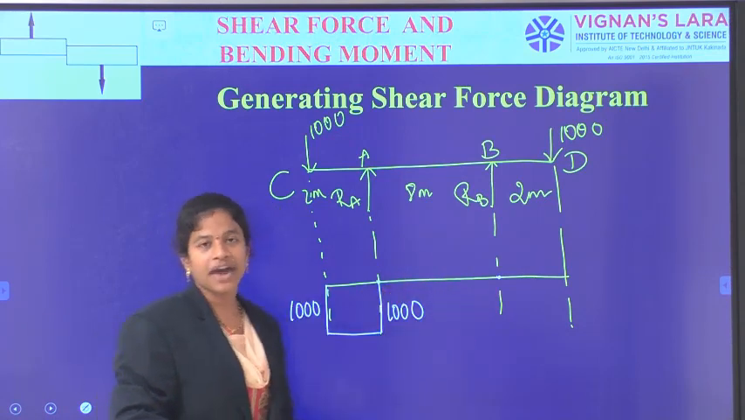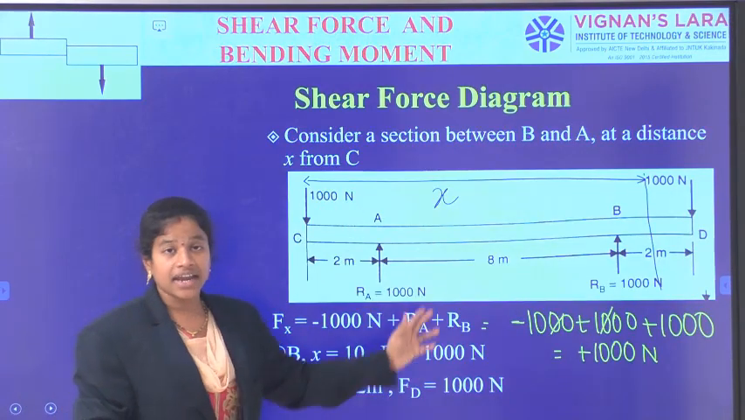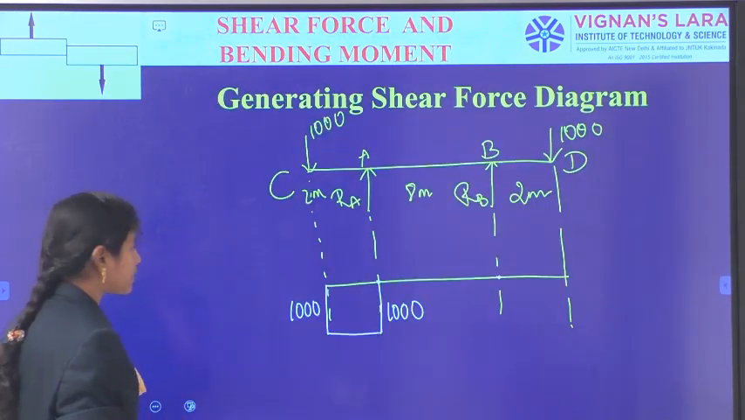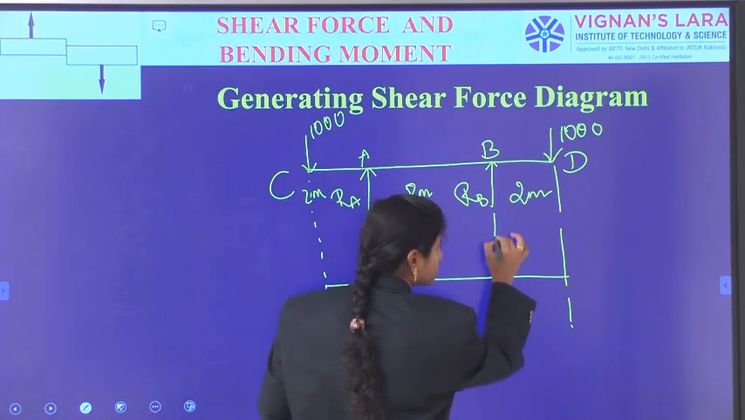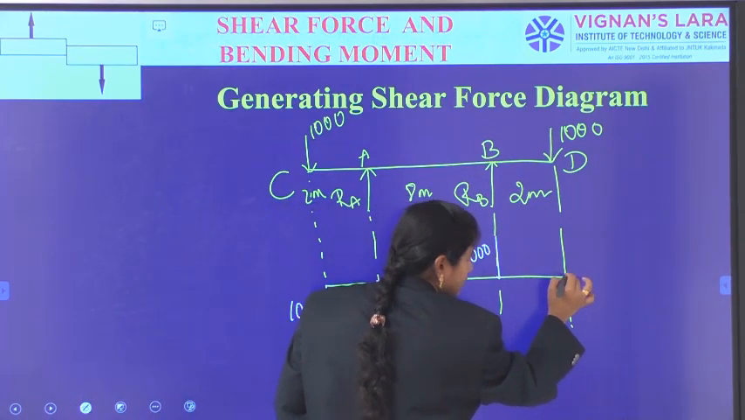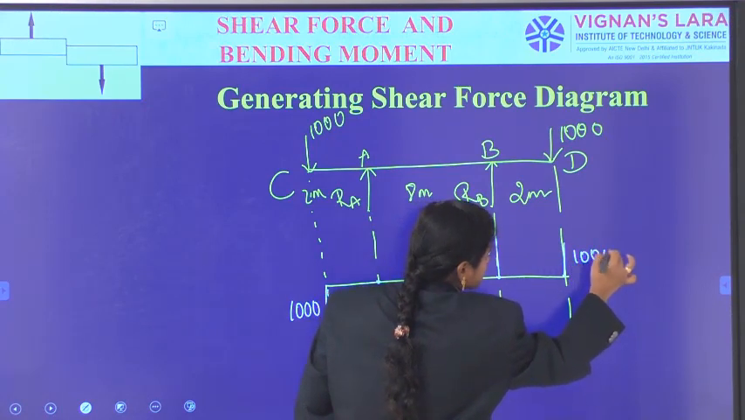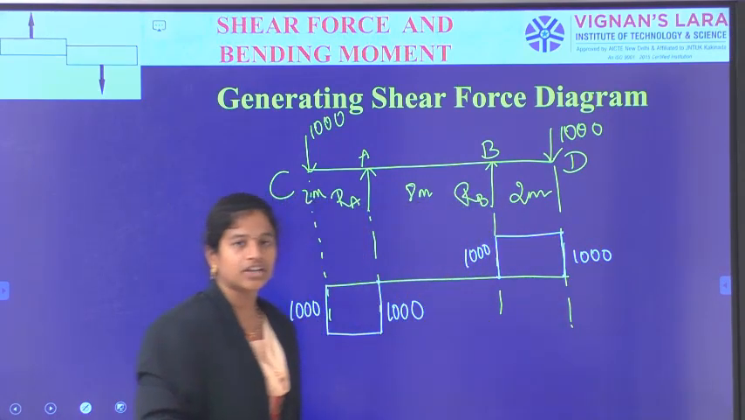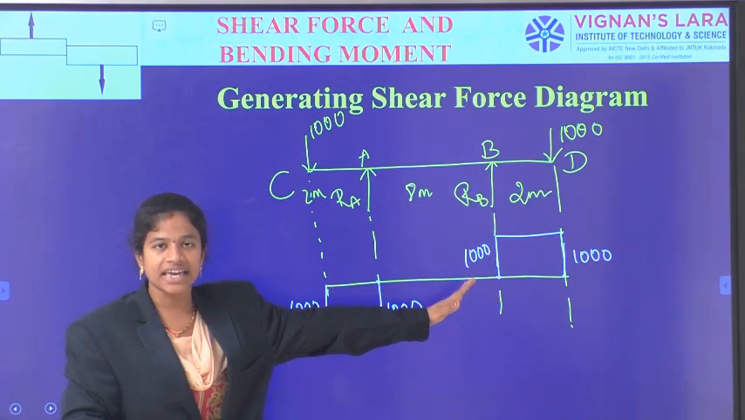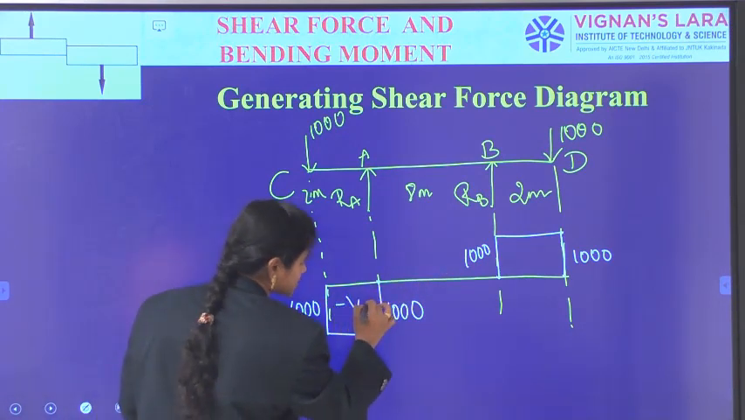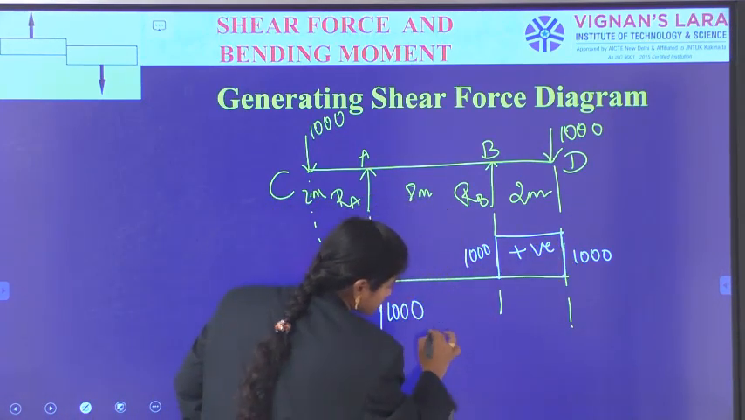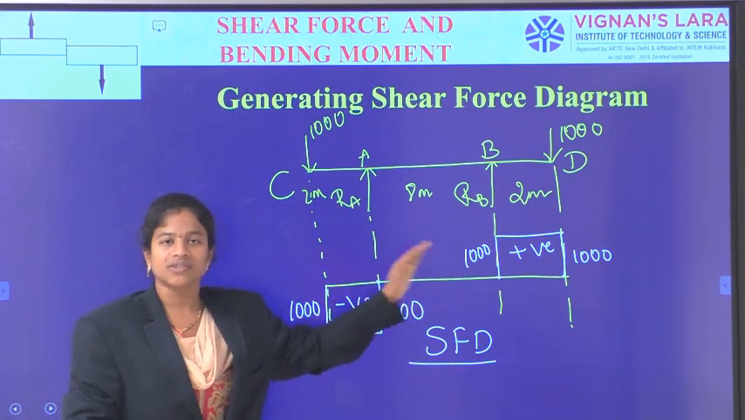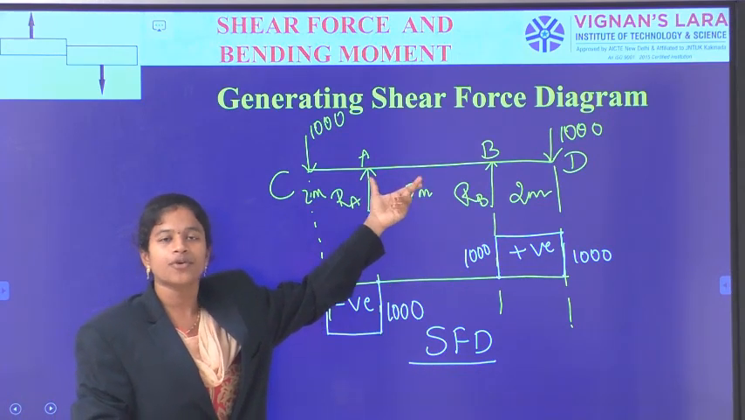Okay. Now in the next span BD, at B we have got positive 1000, at D we have got positive 1000. Now connecting these two answers, we have got a horizontal straight line. So the constant of 1000 newtons is there in the positive, a constant of 1000 newtons is there in the negative manner. So the completion of the shear force diagram was over. So negative 1000 to positive 1000. This is the complete variation of the shearing force for this type of overhanging beam.